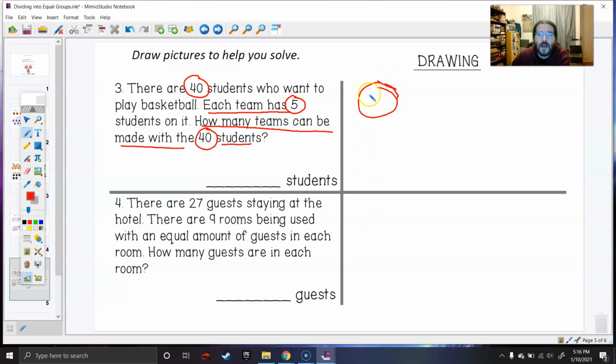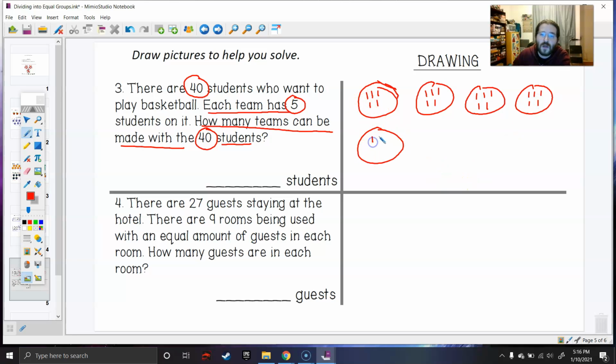That's a weird looking circle. All right, 1, 2, 3, 4, 5 in our first team. 6, 7, 8, 9, 10. So that's our second team. 11, 12, 13, 14, 15. That's our third team. 16, 17, 18, 19, 20. That's our fourth team. 21 through 25, that's our fifth team. 26 through 30, that's our sixth team. 31 through 35, that's our seventh team. And then we have 5 more, our eighth team. So we have 8.